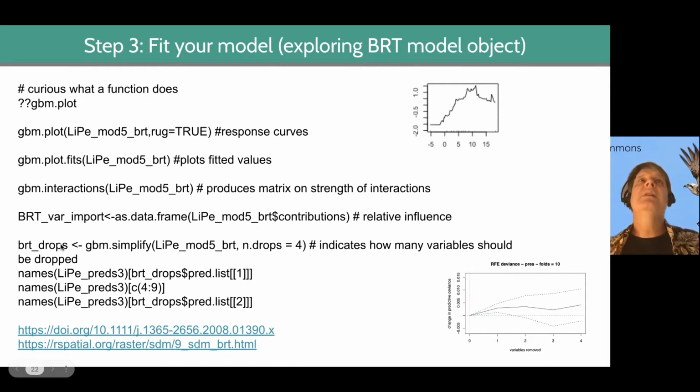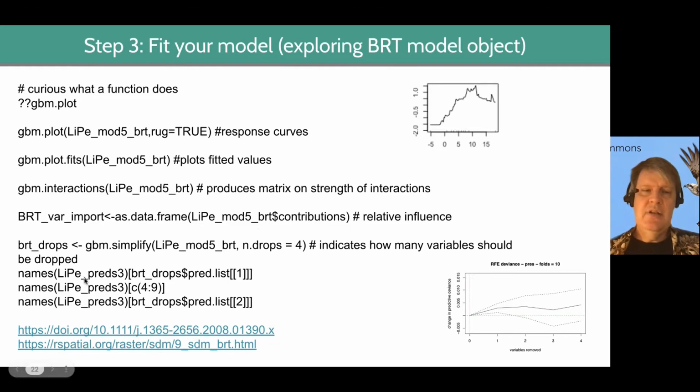Interestingly, Jane Elith and others have done a whole lot of work on how to tune your BRT. And it turns out if you use too many trees, sometimes you'll start predicting more poorly as you fit more and more trees. There's an optimal number of trees that you can use. There's also an optimal number of variables that you can use.